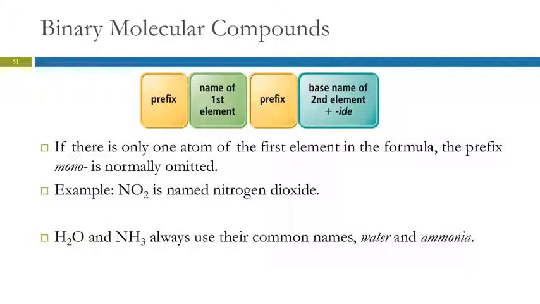Just like we don't write the number 1 in many situations, we also eliminate mono, the prefix for 1. So generally, if there's only one of the first element, we leave the mono off. So this compound, NO2. This is the first one. It's nitrogen. That's the name of the first part. And then the second one is oxygen. We change the ending to oxide. And then we have to specify how many there are. So it's dioxide. Any questions?